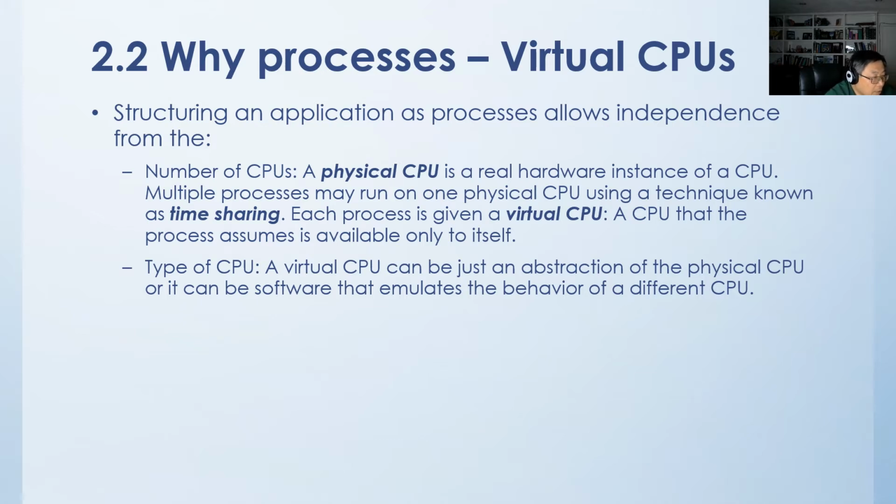Okay, now let's switch to section 2.2. Why do we need to introduce processes? One of the big advantages of processes is that it gives us some kind of flexibility. Modern computer systems are very complicated. Some systems may have only one CPU. Some other systems may have multiple CPUs, and sometimes we call it a multi-core system.